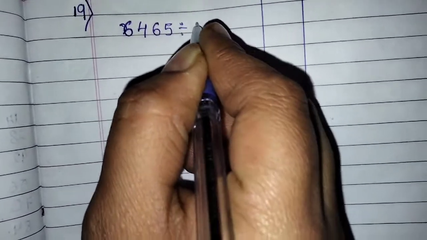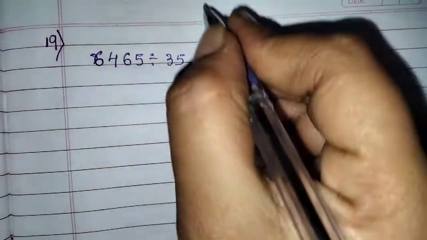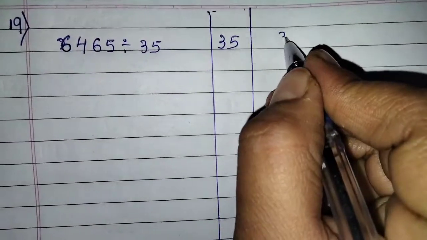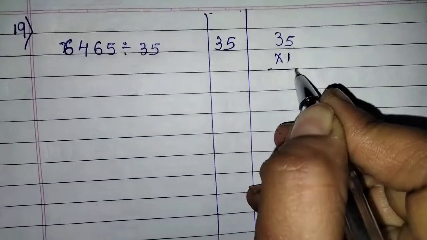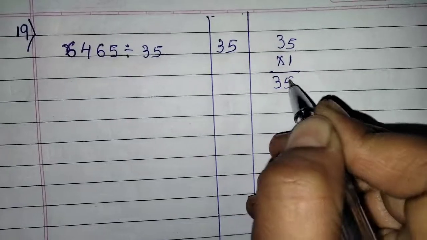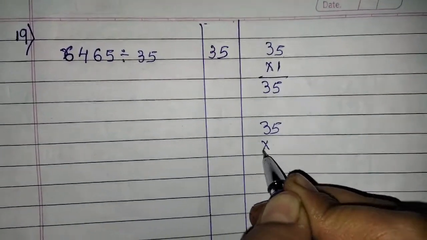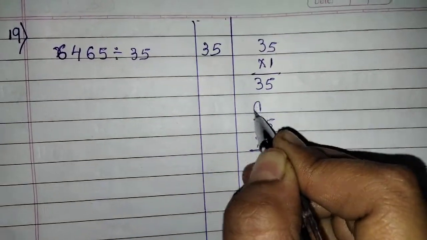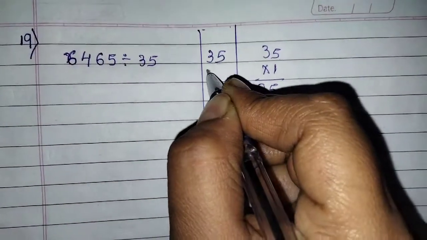6465 divided by 35. Okay, now we have to create the table. 35 ones are 35. 35 into 1, 35. 35 into 2: 2 fives are 10, 3 twos are 6 plus 1, 7, 70.